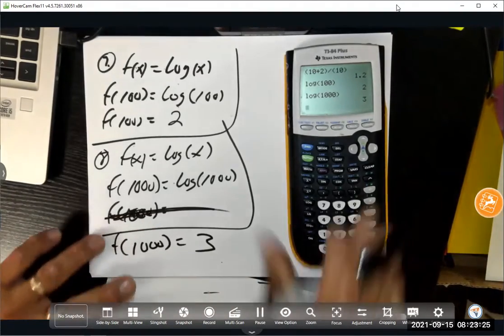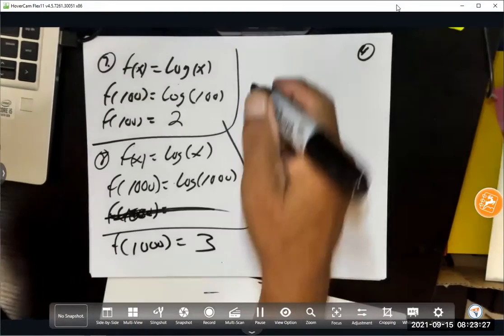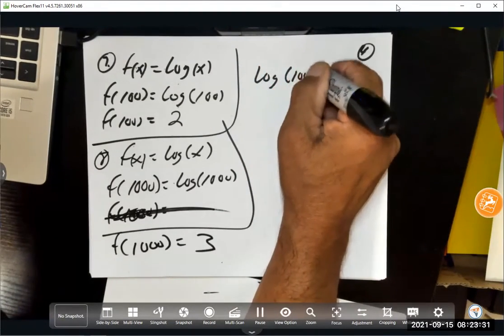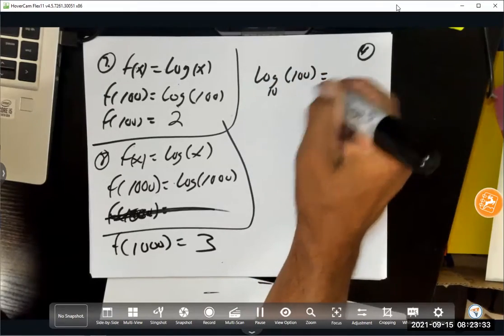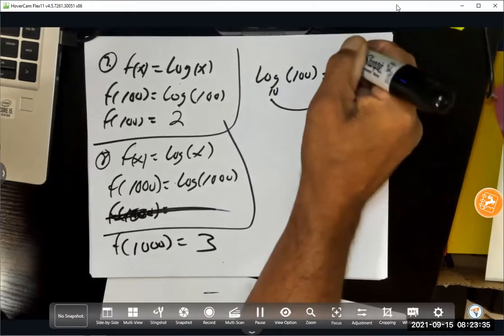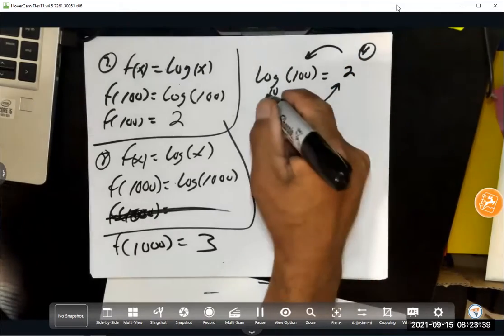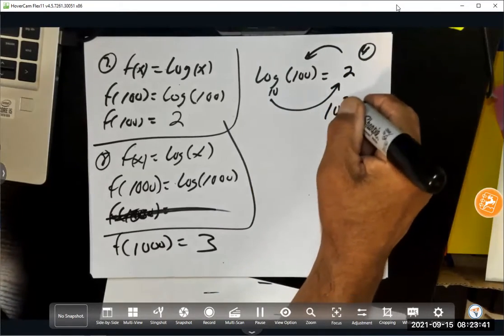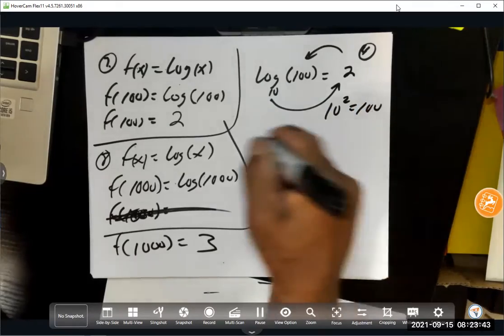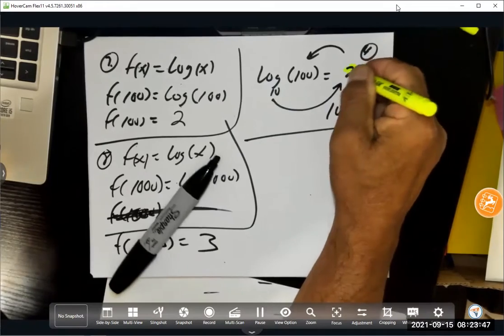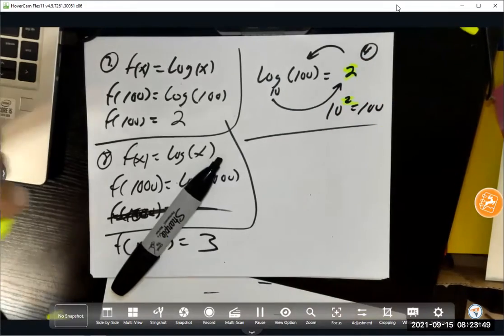Yes. All right. And I'll tell you what the machine does. This log of 100, what does that mean? The calculator does this. It says this number to what power will generate this answer. So 10 to the power of 2 is exactly 100, and that's what it does. That's why it's this answer right here. That's what it's doing. Okay.